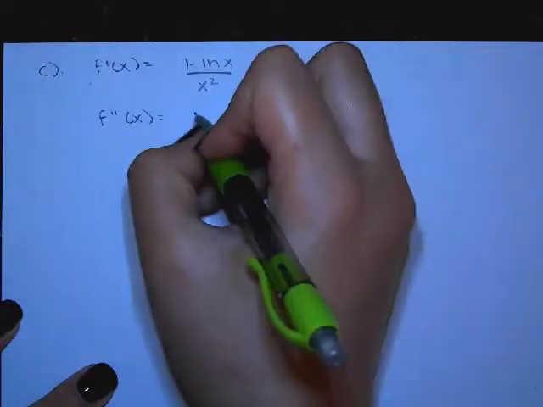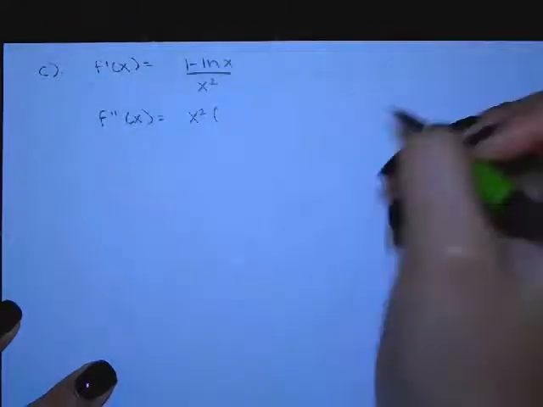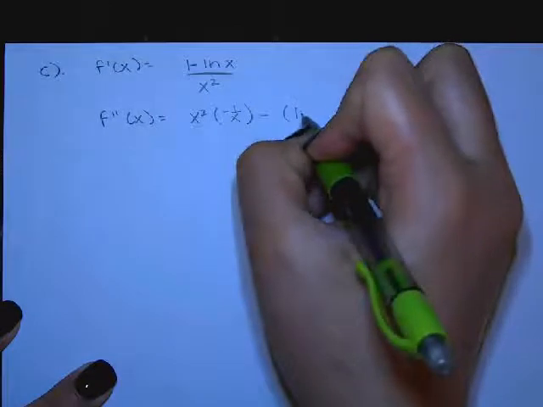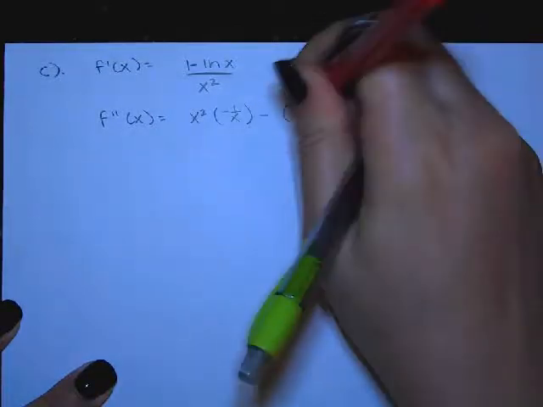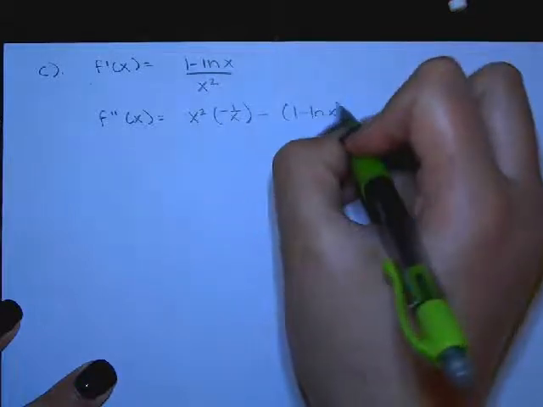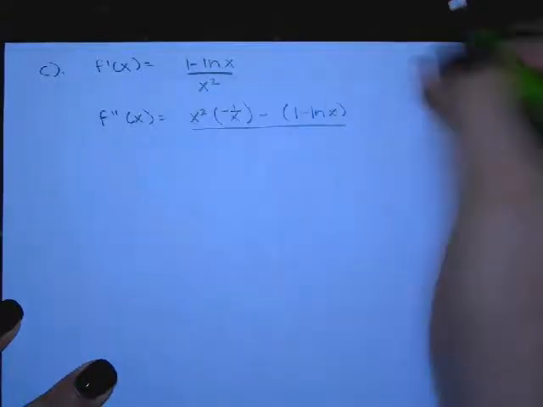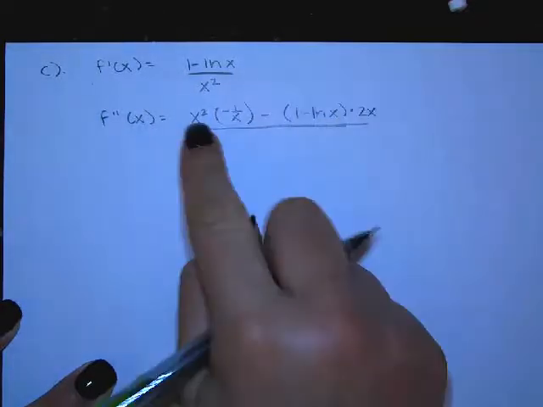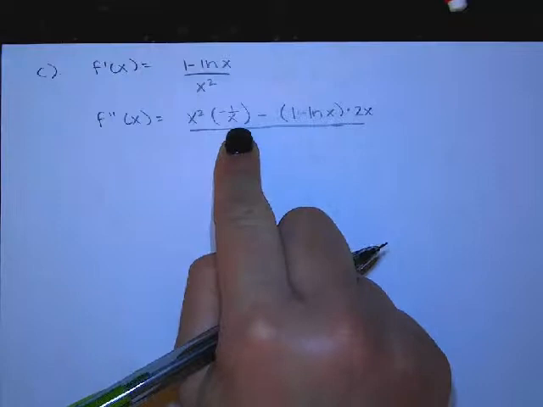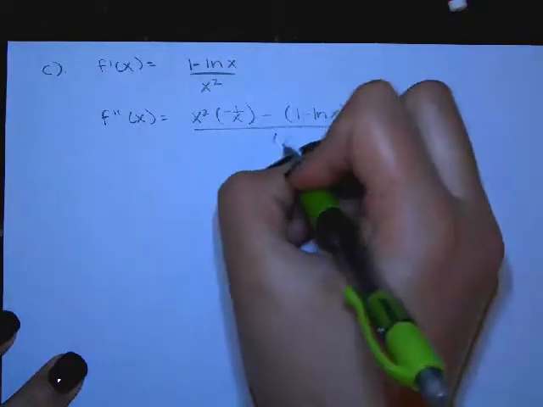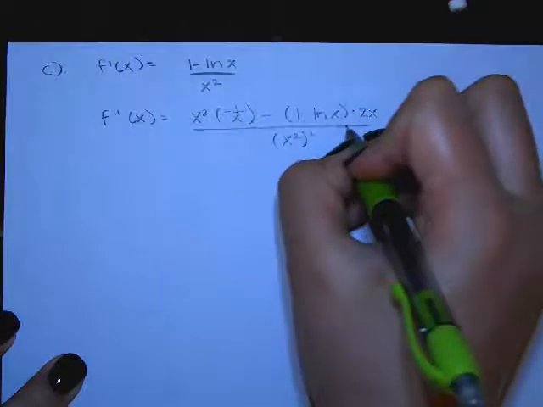So that's low d high. Derivative is 0. Derivative is negative 1 over x, minus high d low. So the bottom times the derivative of the top minus the top times the derivative of the bottom, divided by the bottom squared.